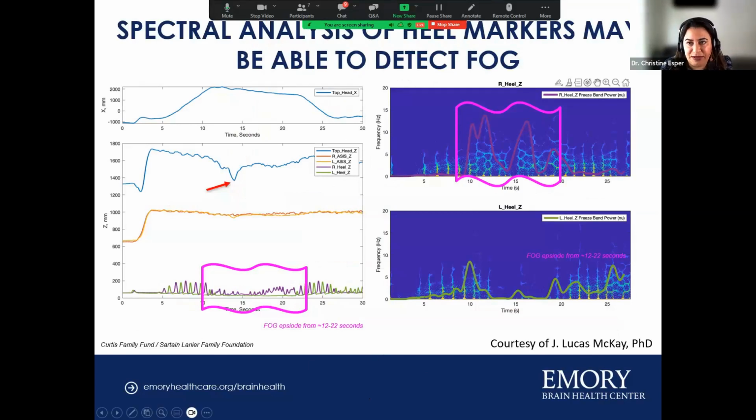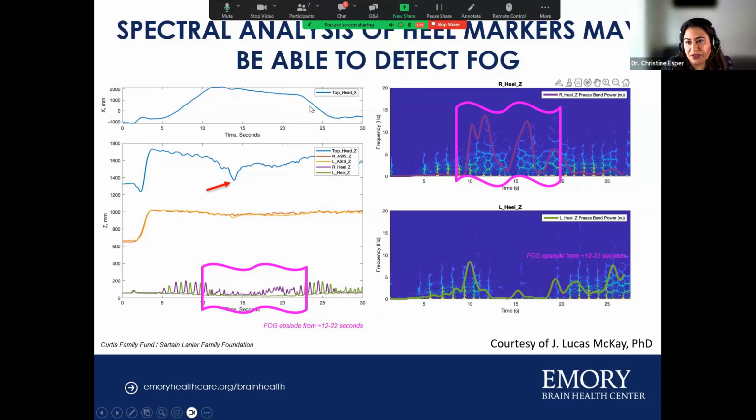Some research in our lab has also looked at the spectral analysis, particularly of the heel markers on the patient's feet, to be able to detect freezing of gait. And if you look here, I'll just go through this slide with you.